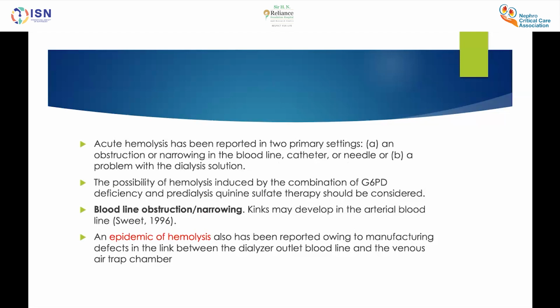So it can occur in two primary settings. That can be an obstruction or narrowing in the bloodline, catheter or needle, or there could be a problem with the dialysis solution. So the possibility of hemolysis induced by the combination of G6PD deficiency and pre-dialysis quinine sulfate therapy should be considered. So this bloodline obstruction or narrowing could be because of kinks in the arterial bloodline. So we need to see that.